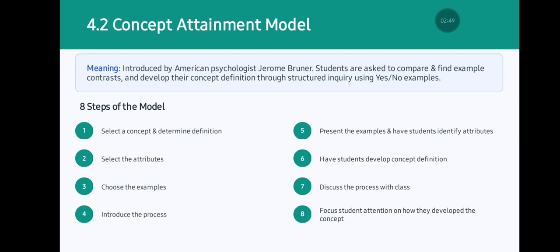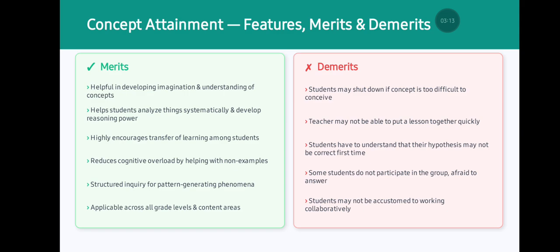First is selecting a concept and determining its definition. Second, select the attributes. Third, choose the examples. Fourth, introduce the process. Fifth, present the examples and have students identify attributes. Sixth, have students develop a concept definition. Seventh, discuss the process with the class. Eighth, focus student attention on how they developed the concept.